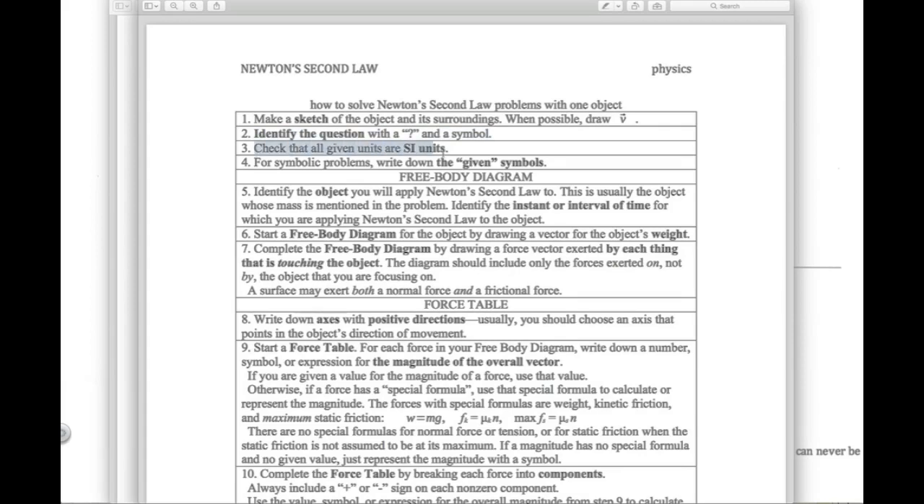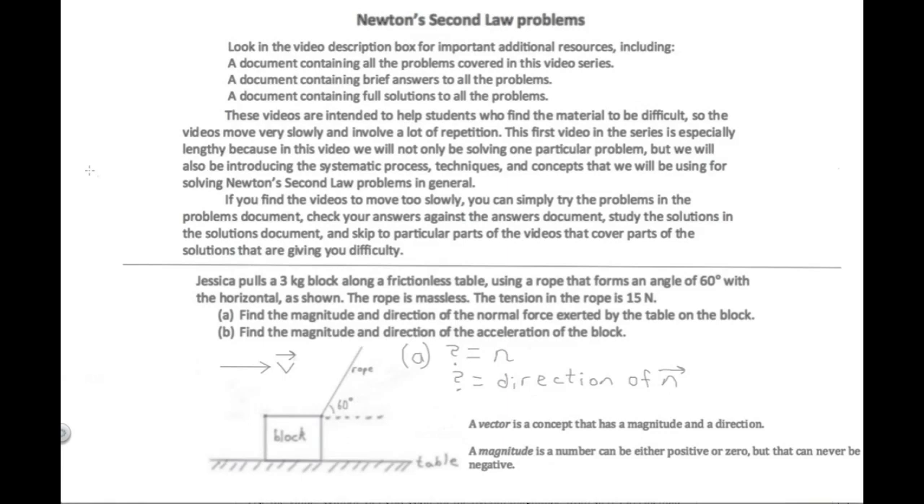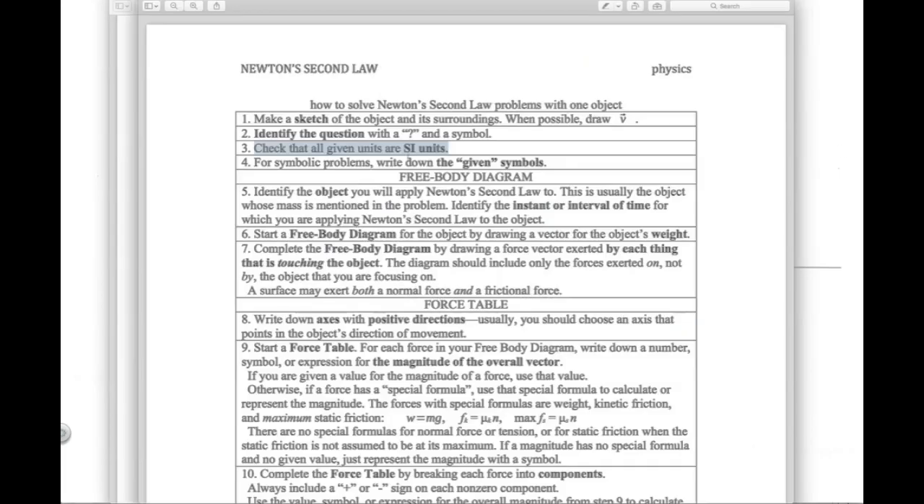Now we'll move on to check that the units are SI units. You should know that SI units are the standard units that we typically want to plug into our physics equations. Well, kilograms are the SI unit for mass, and newtons are the SI units for force. You need to memorize what the SI units are for each concept. These are the correct SI units. So we completed this step. We checked that the given units were indeed SI units.